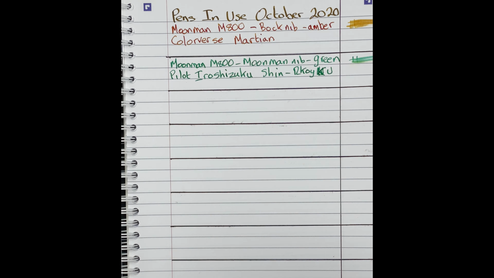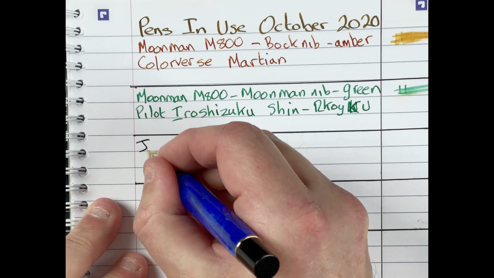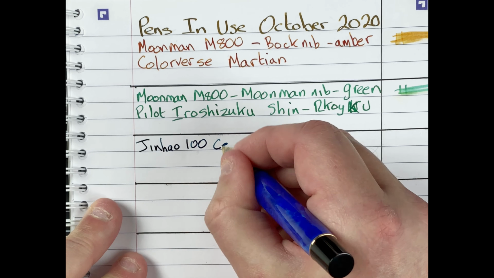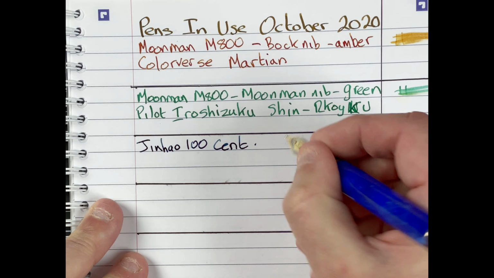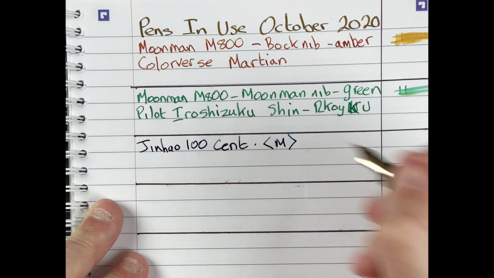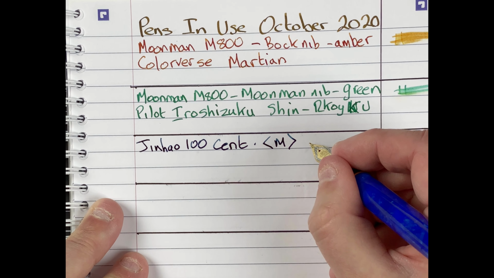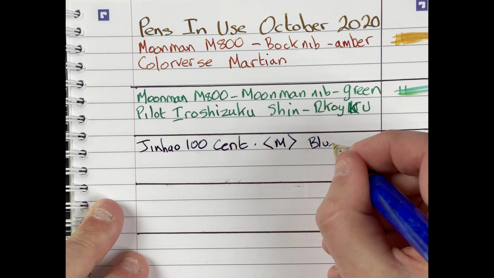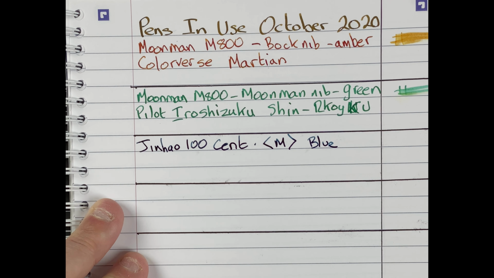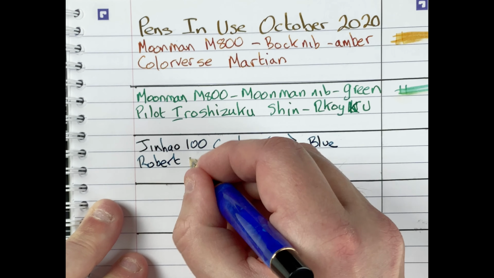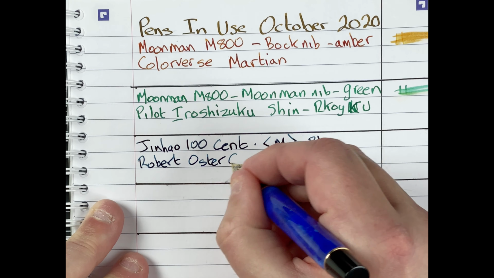So we've put that to one side. And again, let's do our writing sample. So we've got a Jinhao 100, and it's a Centennial. I'm just going to put cent. It's a medium nib. The two Moonman nibs, they were both fines. And I'm going to call this the blue one. Again, I've got a couple of different types of Jinhao 100s this week. The ink, Robert Oster, Great Southern Ocean.